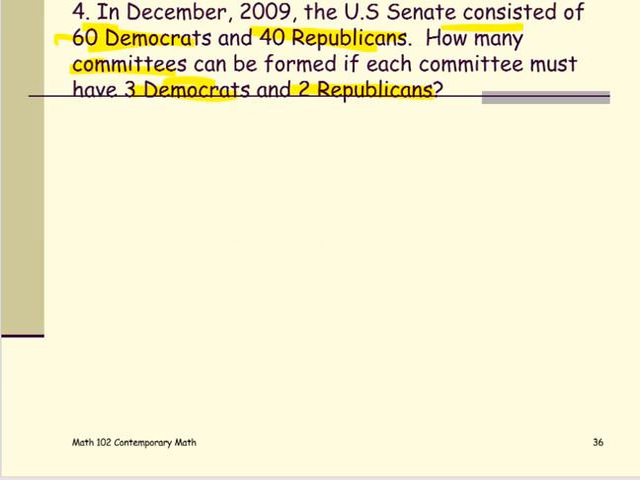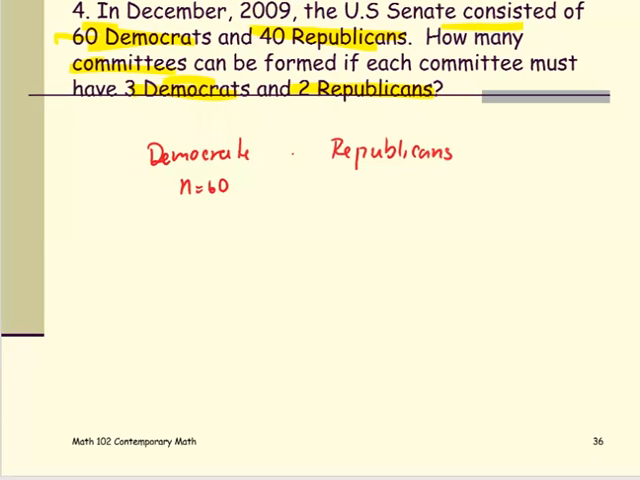computed by looking at 2 groups at the same time, the group from the Democrats and the group from the Republicans. And these 2 are independent from each other. For the group of Democrats, there are 60 of them, and we're gonna select 3 people from the Democrats, where the Republicans have 40 people and we select 2.